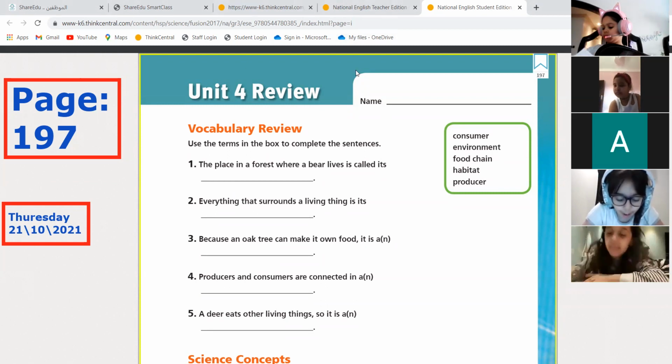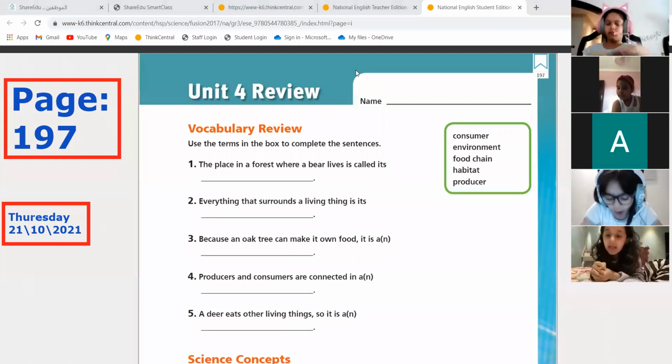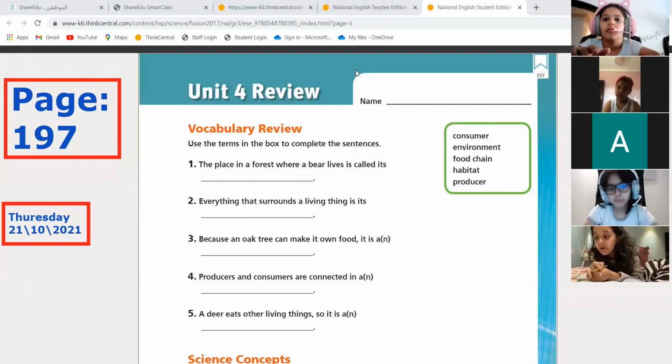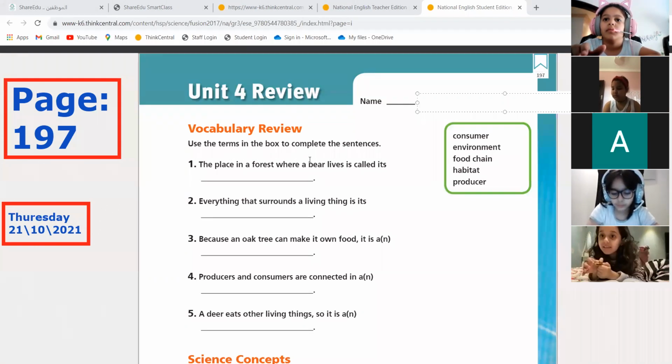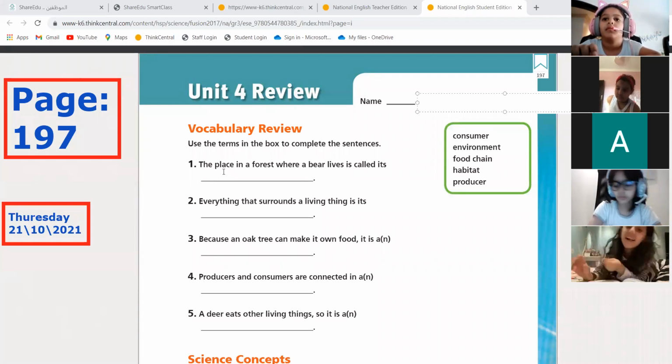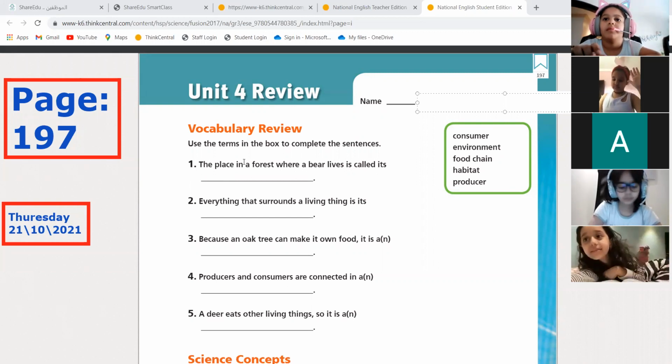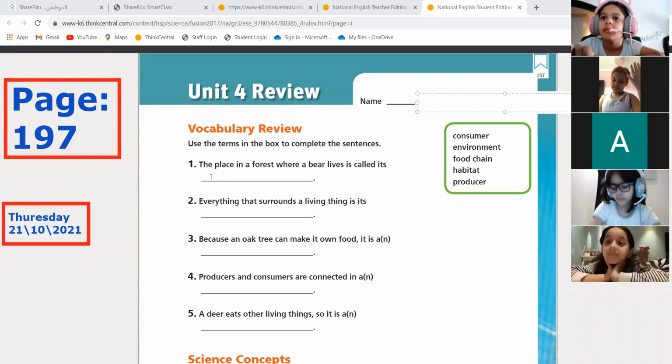Place in a forest where a bear lives. It's called... So the place where an animal lives, what do we call it? We call it a habitat. Yes, that's correct. A habitat. Whenever you are talking about the place where an animal lives in, we call it habitat.